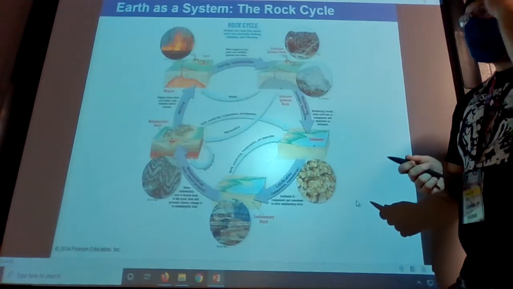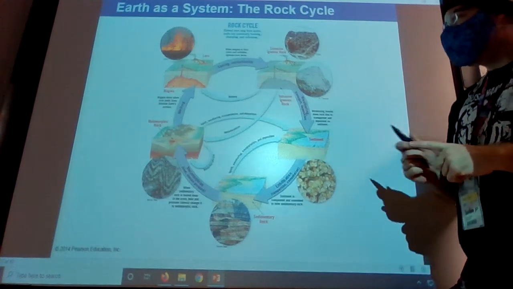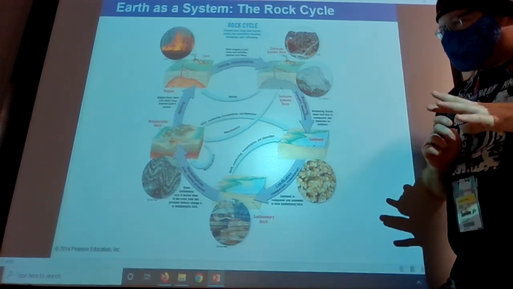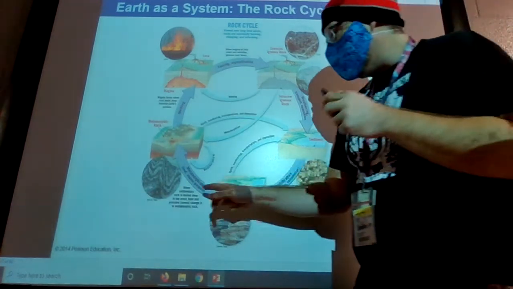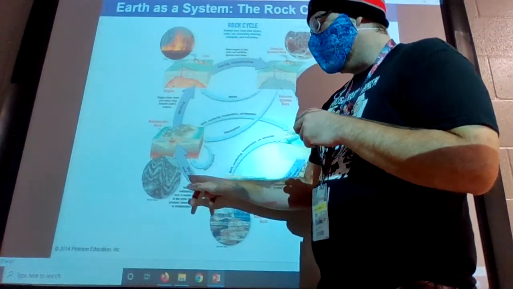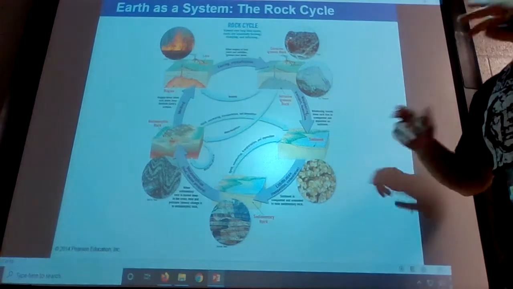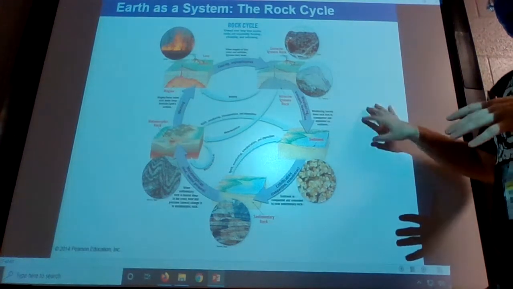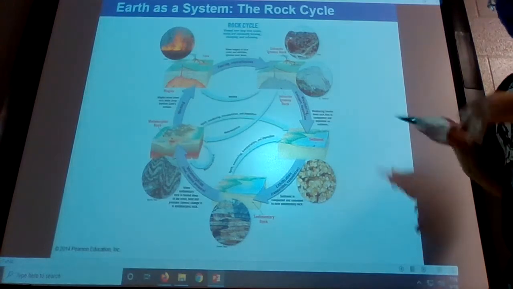And so metamorphic rocks have heat and pressure, which I think is kind of small on this board, and this board doesn't have great resolution. But it does say right here, heat and immense amount of pressures give you a metamorphic rock. And we'll look at what happens to metamorphic rocks and how they change when we get to that section of the PowerPoint. But here's your rock cycle.